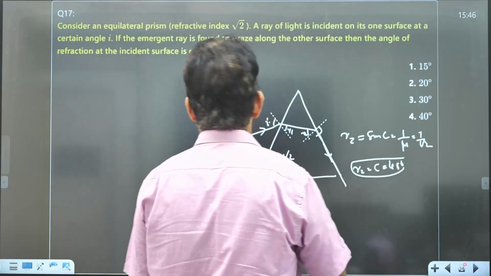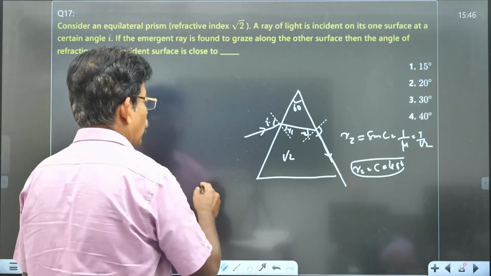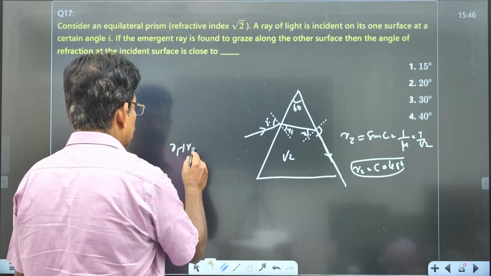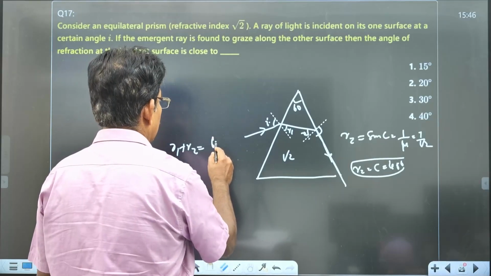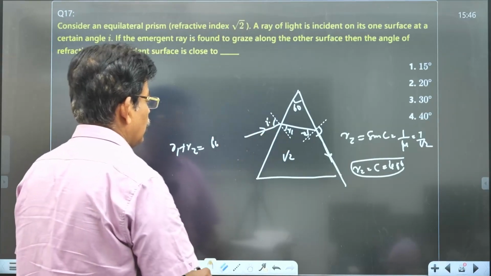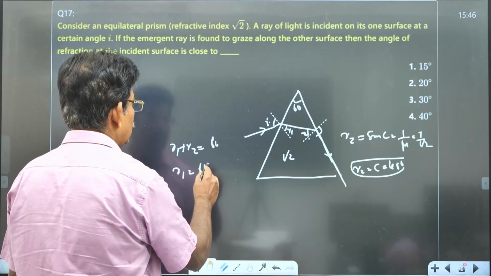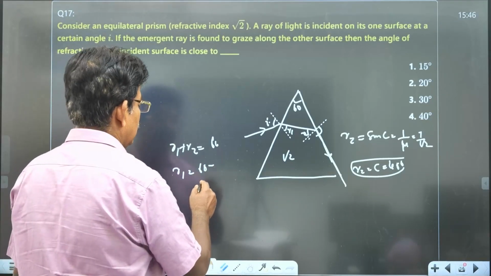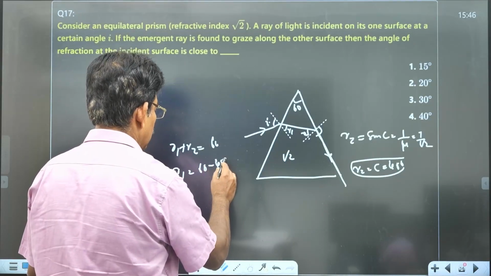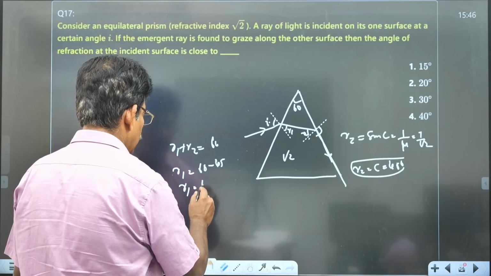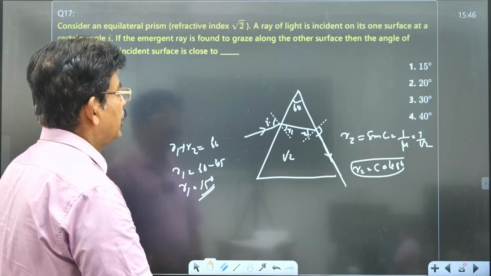Now, this is an equilateral prism. Therefore, each angle is 60 degree. We know R1 plus R2 is equal to 60 degree. Therefore, R1 will be equal to 60 minus 45. That is, R1 is coming to be 15 degree. Isn't it?